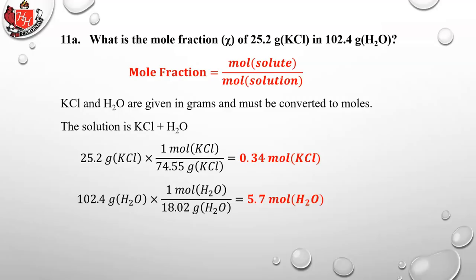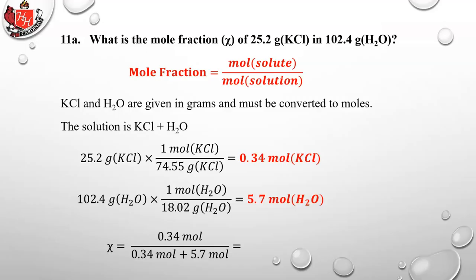water. So now, remember, you have to have solution in the denominator here, and you're not given solution. You're given 102.4 grams of water. So to get the solution, you have to add both of them together, the 102 and the 25.2. Be sure you understand that distinction. So there we do that.